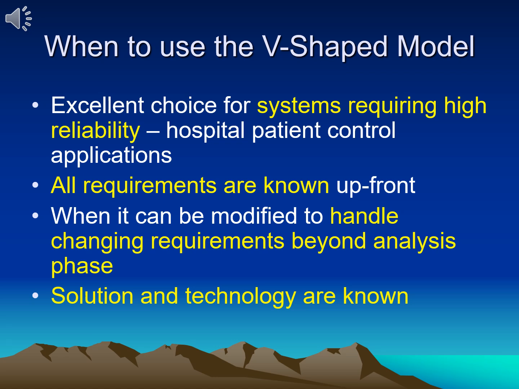When to use the V-shaped model. Excellent choice for systems requiring high reliability. Hospital patient control applications. All requirements are known up front. When it can be modified to handle changing requirements beyond analysis phase, solution and technology are known.